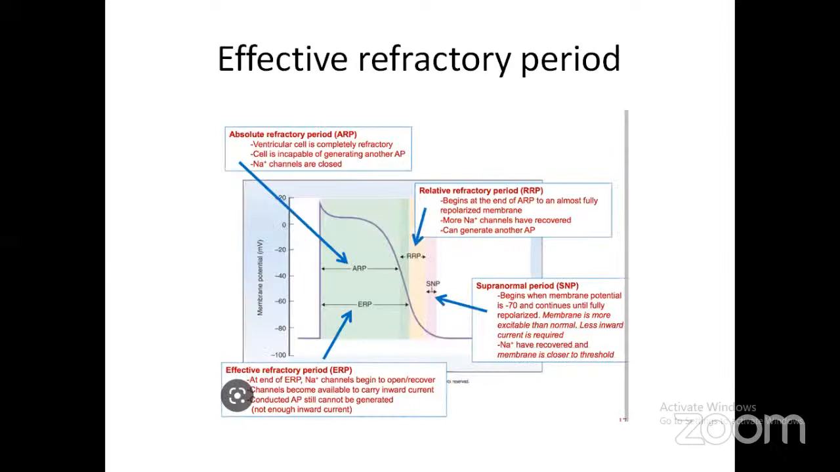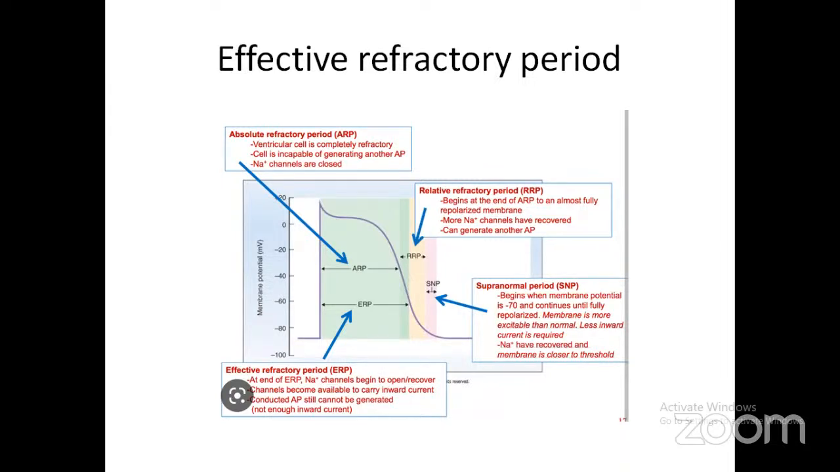The graph shows the concept of effective refractory period, which is the gap between phase 0 and phase 3. In this period, a cell cannot be excited no matter how much stimulus is applied to the cell. In the absolute refractory period, the ventricular cell is completely refractory and incapable of generating another action potential. Sodium channels are closed in this absolute refractory period.